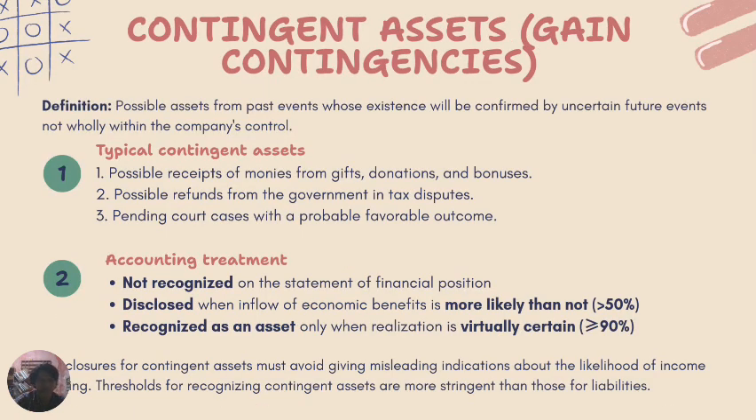Next is the contingent asset or gain contingency. A contingent asset or potential gain is a possible asset from a past event whose existence will be confirmed by an uncertain future event, not wholly within the company's control.